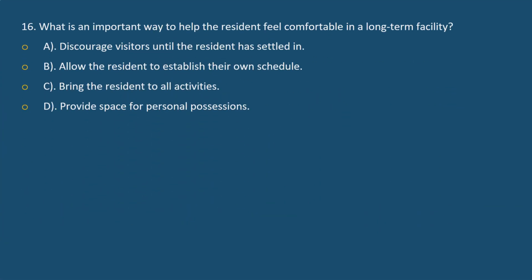Question 16. What is an important way to help the resident feel comfortable in a long-term facility? A. Discourage visitors until the resident has settled in. B. Allow the resident to establish their own schedule. C. Bring the resident to all activities. D. Provide space for personal possessions.